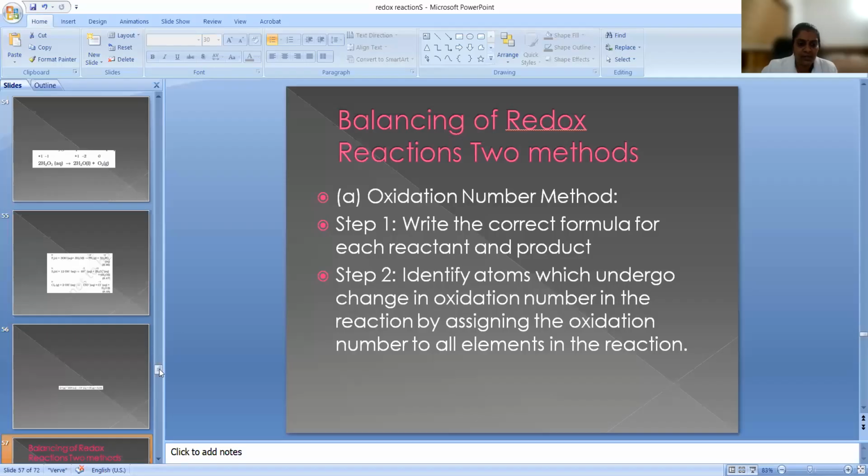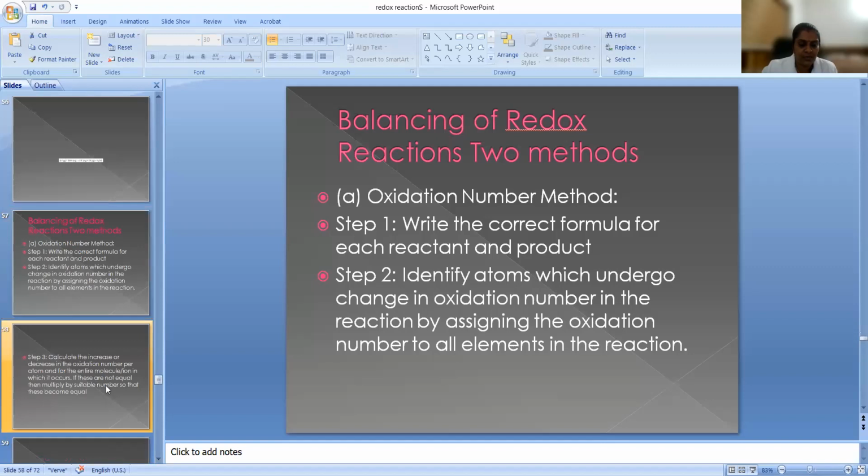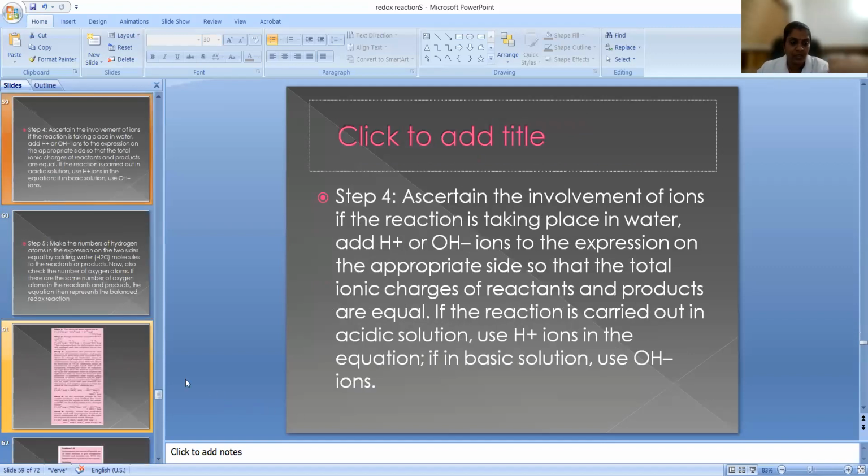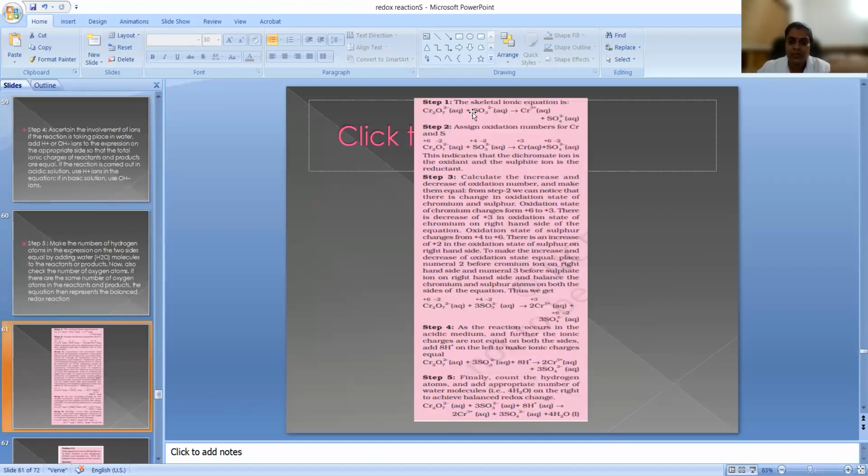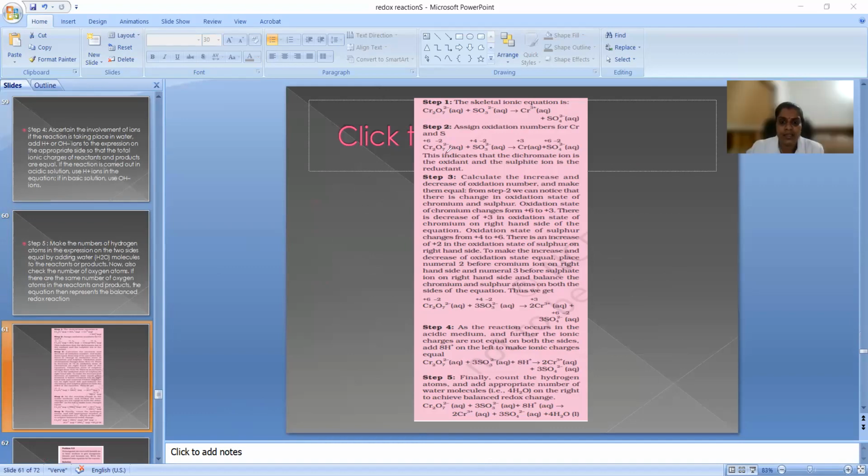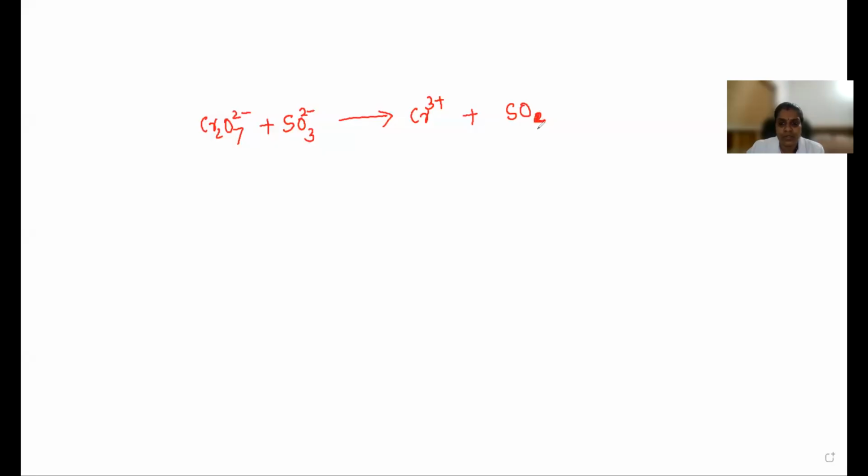So let us see the question again. Cr2O7 2 minus reacts with SO3 2 minus and converts into Cr3 plus and SO4 2 minus. This is the question, and this reaction is taking place in acid medium.